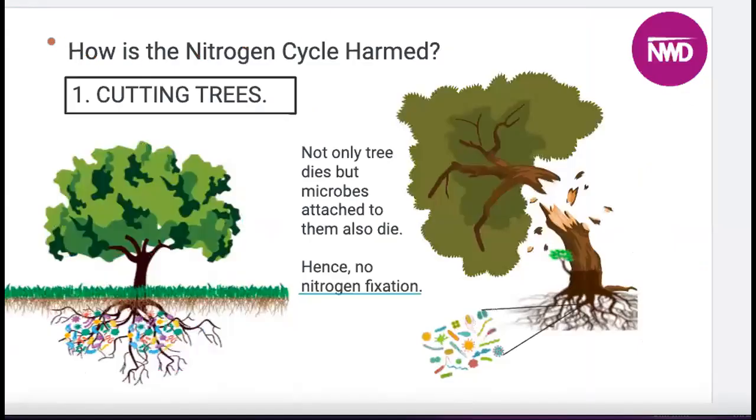Now we will see how the nitrogen cycle is harmed. The nitrogen cycle is harmed by cutting trees. What happens when you cut a tree? You not only cut the tree, but you also kill the microorganisms attached to the roots of these trees. What happens when these microorganisms die? There is no nitrogen fixation, so a very small amount of nitrogen enters the soil.